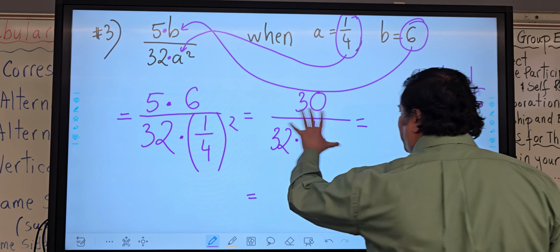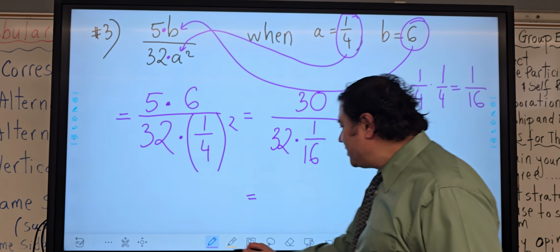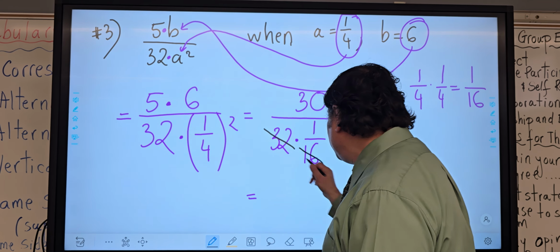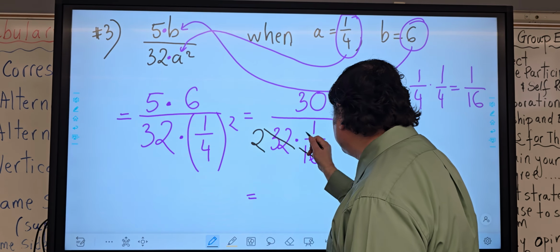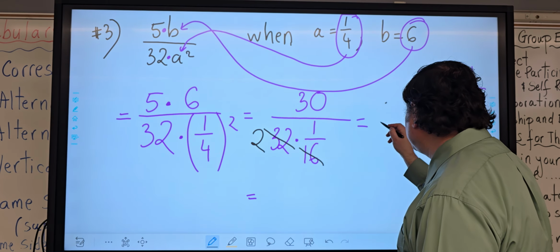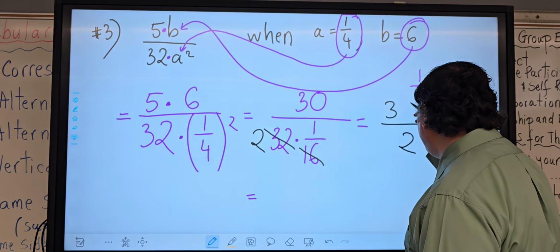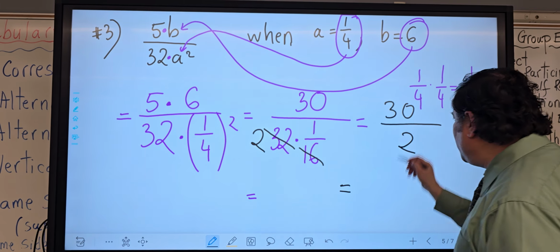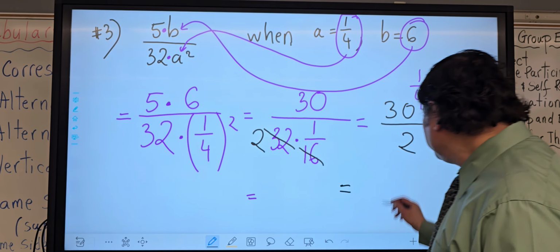And now let's simplify the bottom here, the denominator, the big denominator. And we can see that 32 actually divides 16. 32 divided by 16 is 2. And then 2 times 1 is 2, right? So that becomes 2 on the bottom. And on the top, we still have the 30, right? And now, 30 divided by 2, half of 30 is 15.